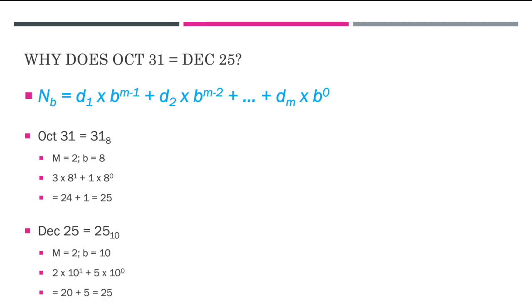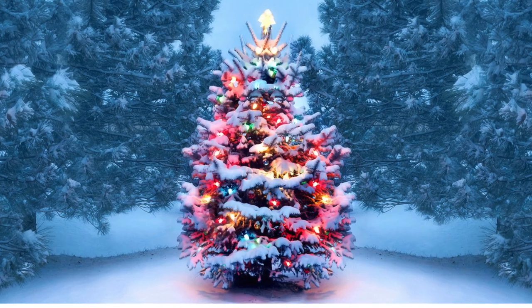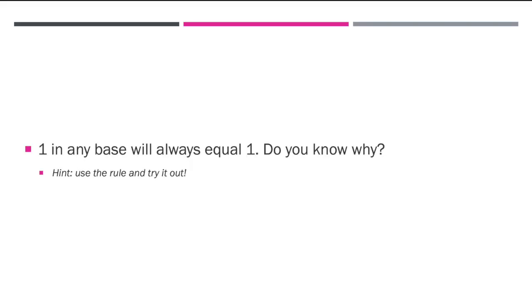Now, Dec 25 is 25 in base 10, which should be pretty self-explanatory, is 25. So Oct 31, 31 base 8, is 25, and Dec 25, 25 base 10, is 25. So this, ladies and gentlemen, is why Oct 31 equals Dec 25, and why mathematicians confuse Halloween and Christmas. Another nerdy math joke.